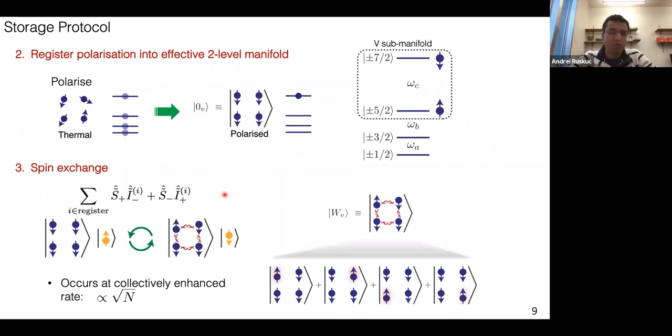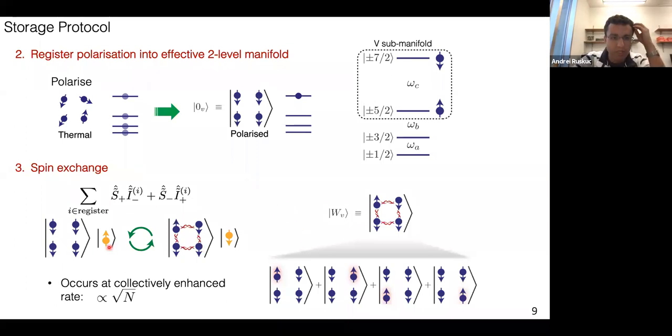Once the vanadium register is polarized, we can actually use the same interaction to generate coherent spin exchange between the ytterbium and the vanadium register. We do this by preparing the ytterbium in the spin-up state and then undergoing this coherent population exchange, spin exchange interaction, whereby the spin excitation is transferred to the vanadium. But due to the symmetry of the interaction, the symmetry in the coupling strength to all four vanadium spins, this excitation is actually equally delocalized across all four vanadium register ions, thereby realizing this W-type state, which can also be called this kind of spin wave-like state.